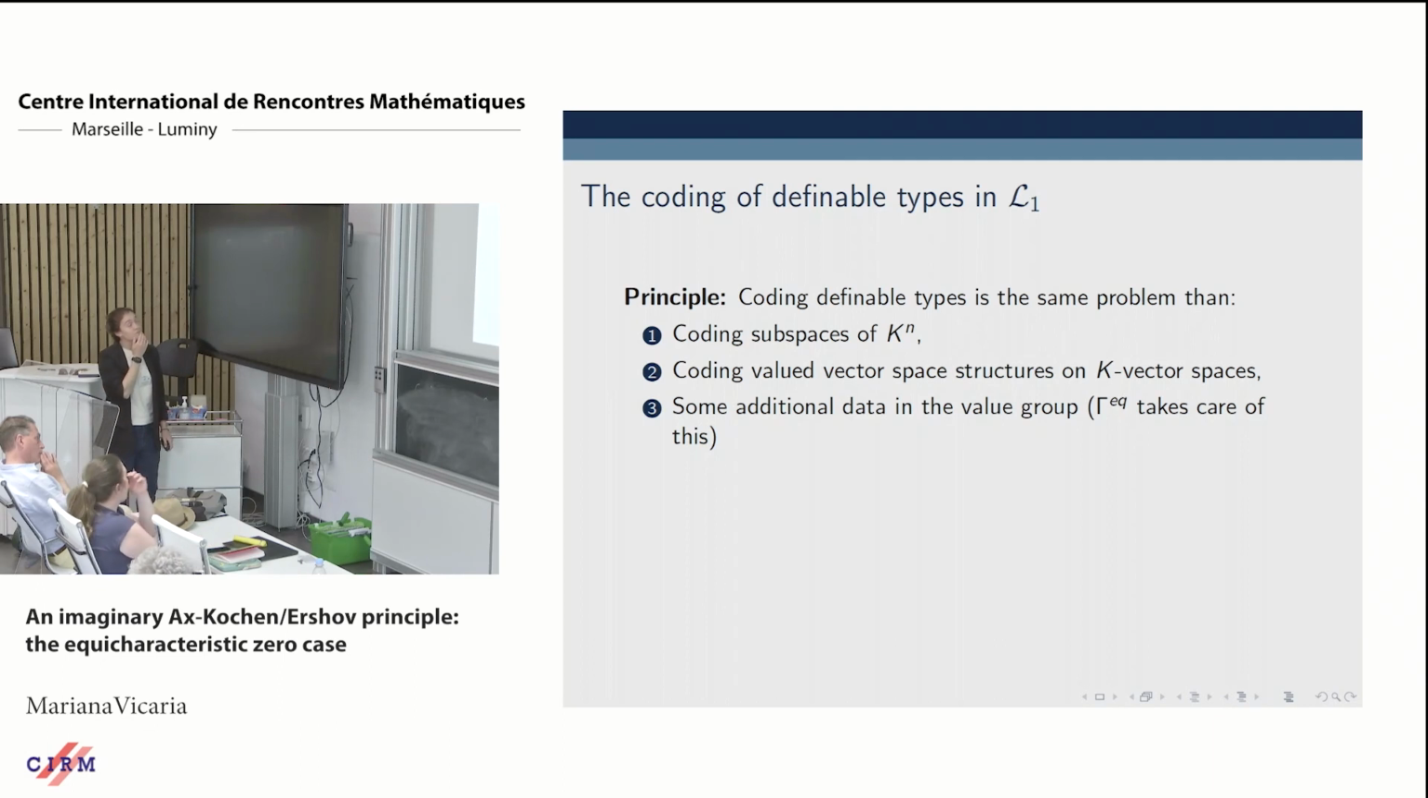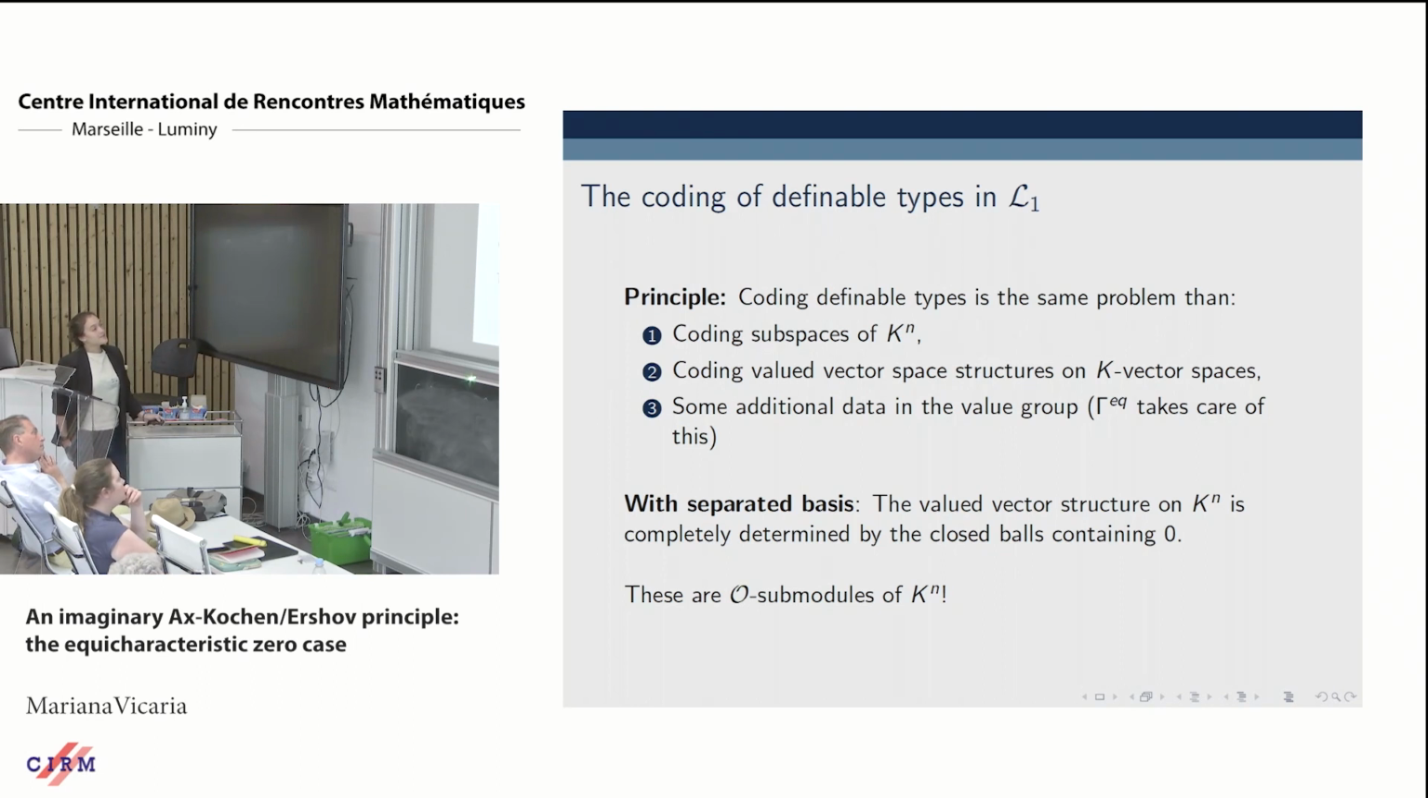Whenever you want to code definable types in this reduct, the problem translates into coding the following information: coding definable subspaces of k to the n. That is always an easy problem. The second one is coding valued vector space structure over k vector spaces, and that is where you need to do something. And then some additional data in the value group. That is the reason we're going through the entire EQ, and EQ takes care of this matter.